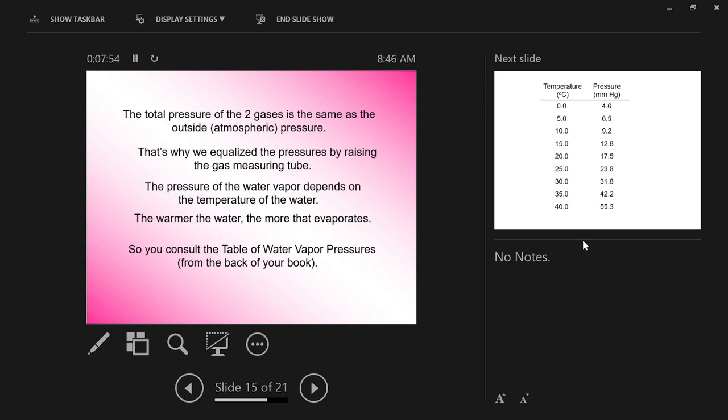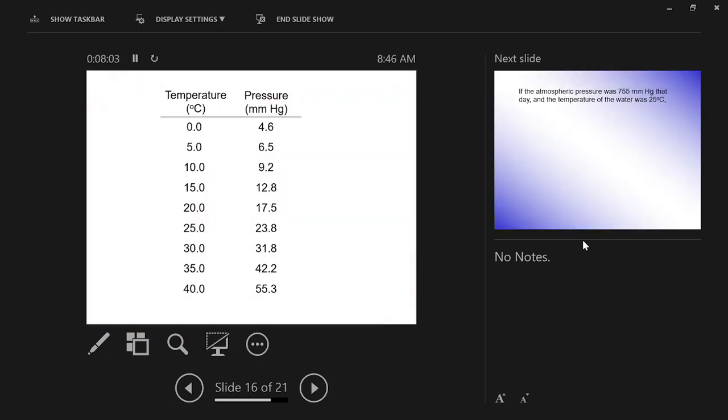So we consult our table. It says it's at the back of the book, but it's not at the back of your book. I presume I've put it in there somewhere in your actual book. So here we go. If we were at 15 degrees, the pressure would be 12.8 millimeters of mercury. That would be the pressure of water vapor.